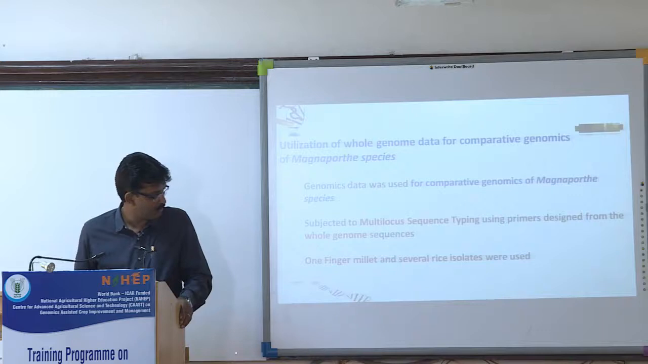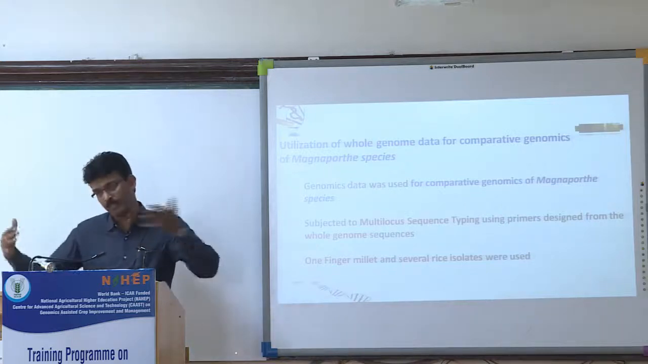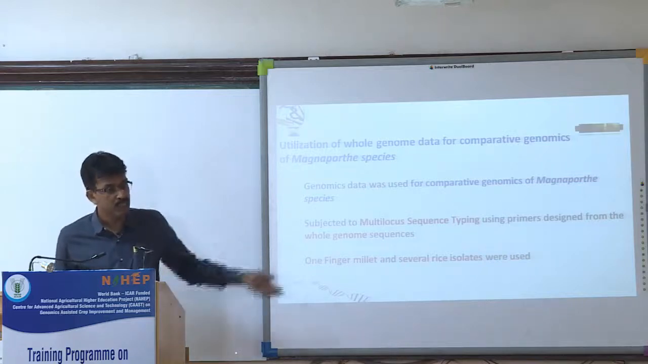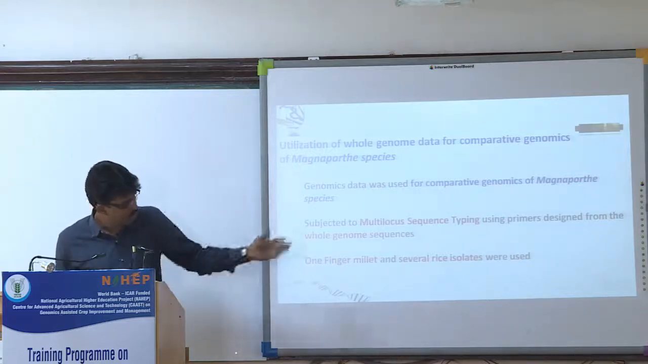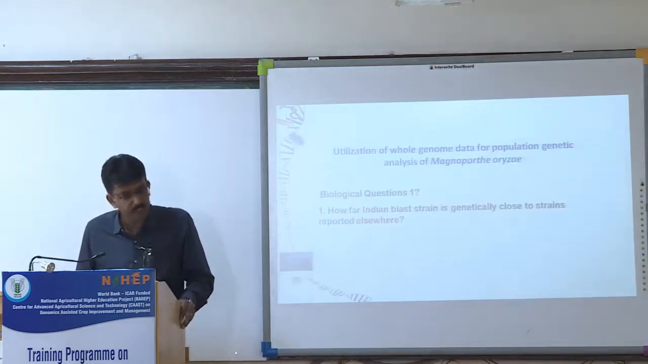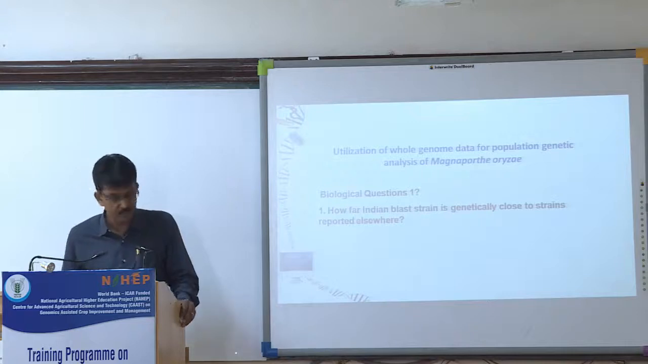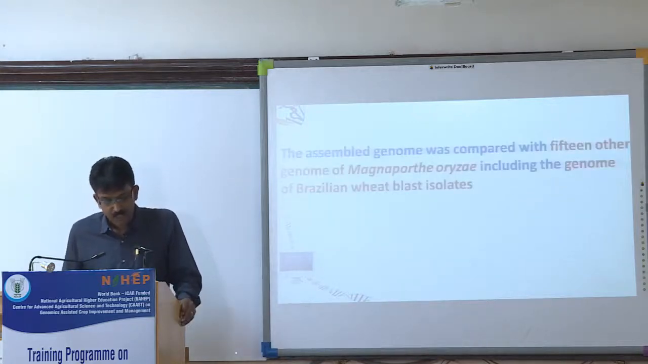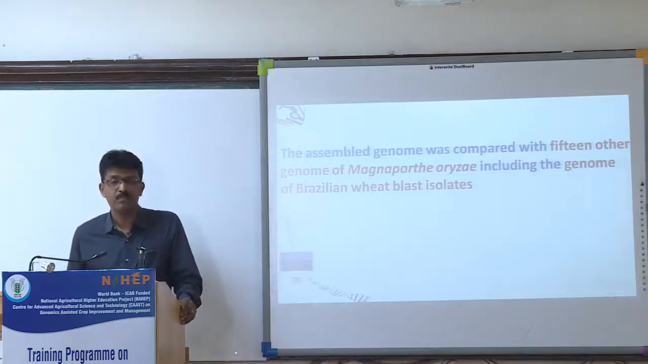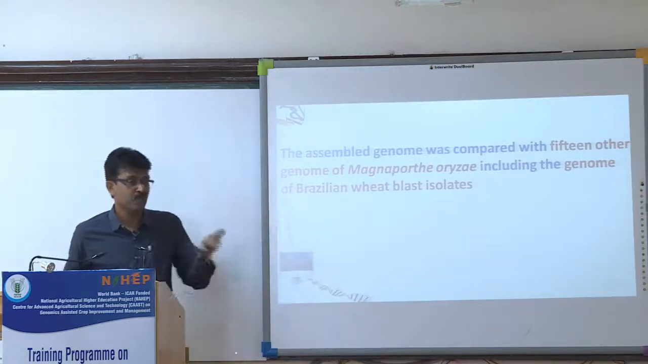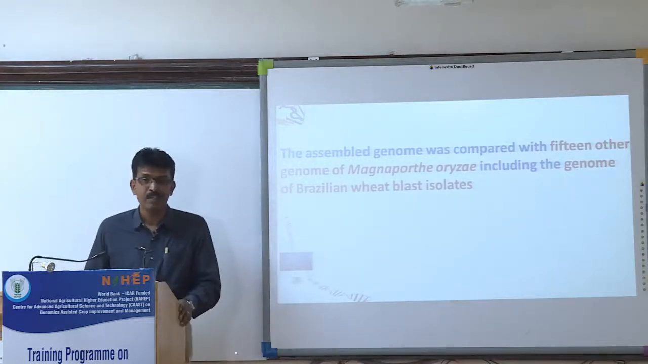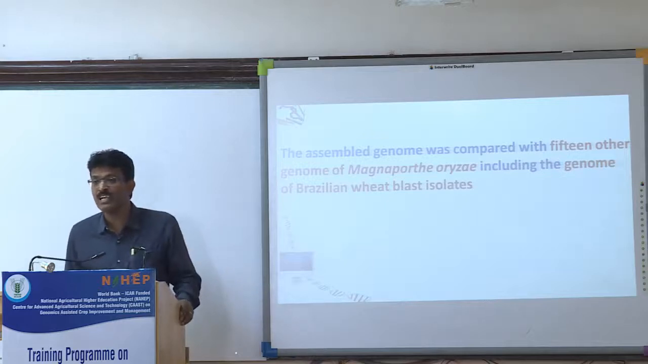We adopted this tool, and we generated some data from our own data sets, and we have used several isolates in the report. Question number one: how far is the Indian blast strain genetically close to the strains reported elsewhere? The assembled genome was compared with 15 other genomes of Magnaporthe rice. Remember, I already told you hundreds of genomes are already uploaded. Remember, all those genomes need not have high quality assembly.